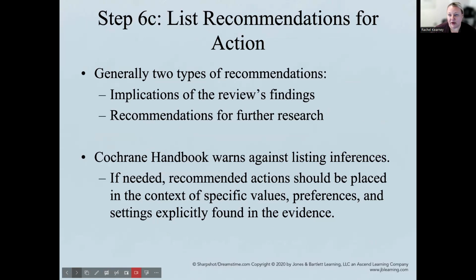You would then list recommendations for action. So what can someone take from this? Is there strong evidence concluding something in particular? Are there recommendations of further research that needs to be done? And so, what are those types of things?